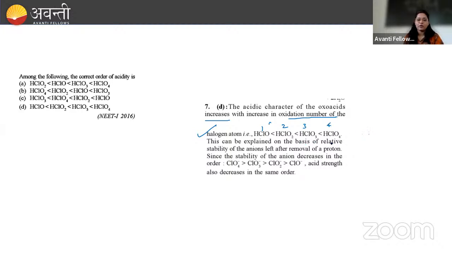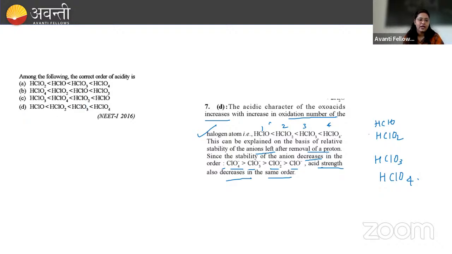Okay, how this can be explained on the basis of relative stability of anions left after the removal of proton. So when the proton goes from HClO, HClO2, HClO3, when the anion gets formed, the stability of that anion determines the correct order of a given acid. So the stability of anion decreases in the order ClO4 minus, then ClO3 minus, then ClO2 minus, then ClO minus. So acid strength also decreases in the same order. So that's why acidic strength is going to decrease in the same order. So which will be the greatest acid?